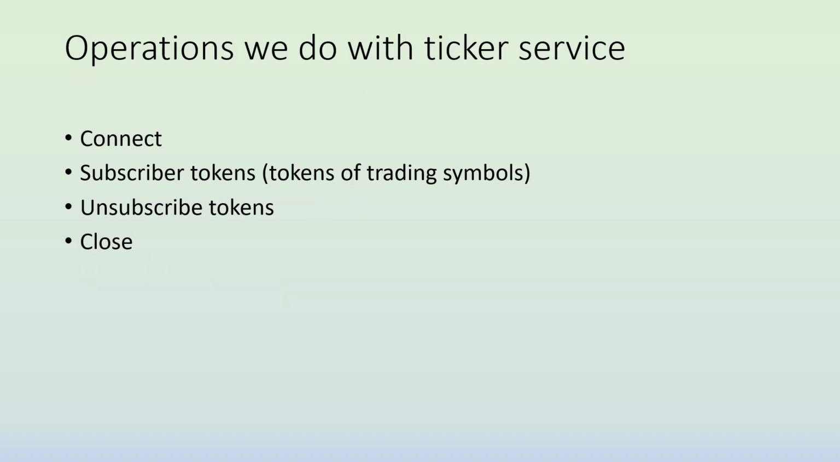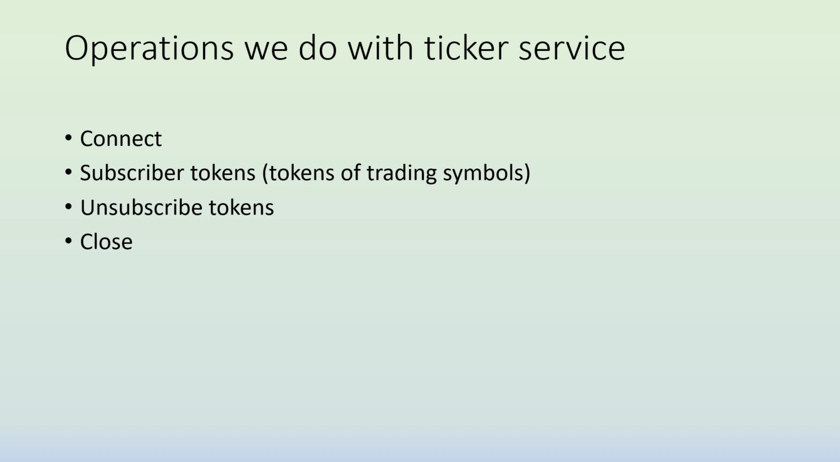Then what are the operations we do with the ticker service? How do you start the ticker service? We first call connect. The connection will be established between the client and server. Client means your algo, server means the broker backend. After the connection is successful, we need to subscribe tokens, that is, the trading symbols. Whichever symbols you are interested in, just subscribe those tokens. Then you will start receiving the ticks in a separate callback method. I'll explain where you receive the ticks in the callback method.